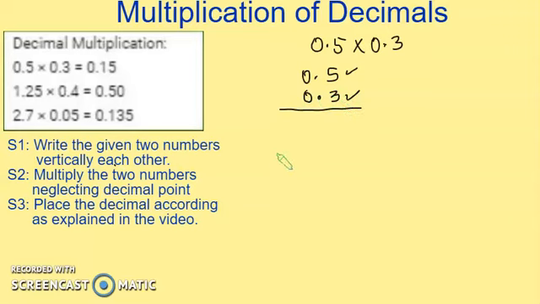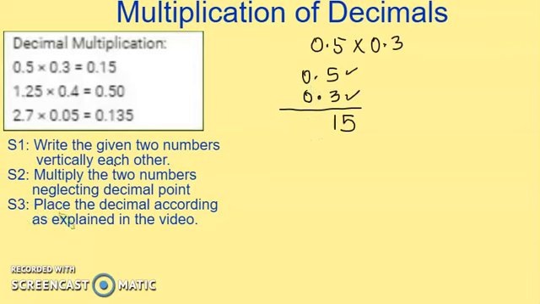So second step is now multiply the two numbers neglecting decimal point. Now consider as if there is no decimal. So when you multiply 5 and 3, what is the answer? 15. So write the answer. Now the thing is where to place the decimal.